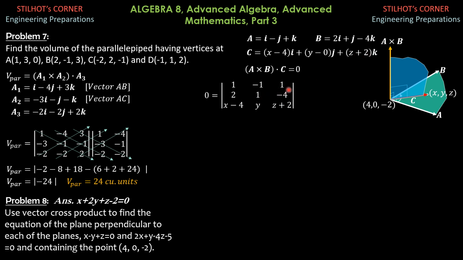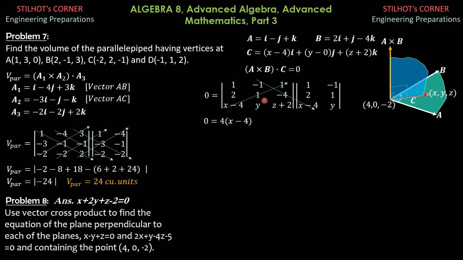So by basket method, we copy the first two column elements 1, negative 1, 2, 1, and x minus 4, y. And apply this technique, basket method. Let's begin with x. Negative 1 times negative 4 is positive 4 of x minus 4. Then minus positive 1 of x minus 4. Therefore, the net value, positive 4 of quantity x minus 4 minus 1 times quantity x minus 4 is 3 times quantity x minus 4.